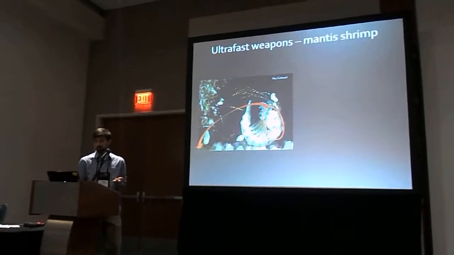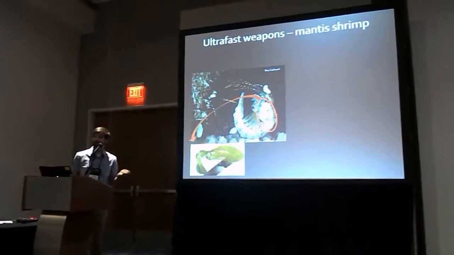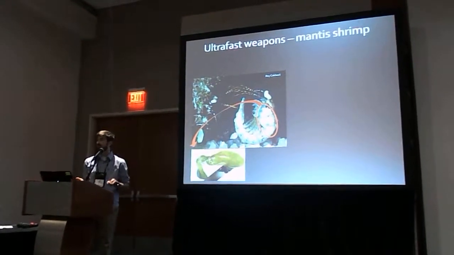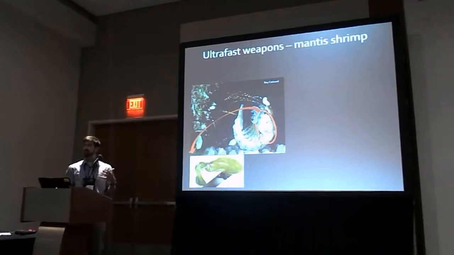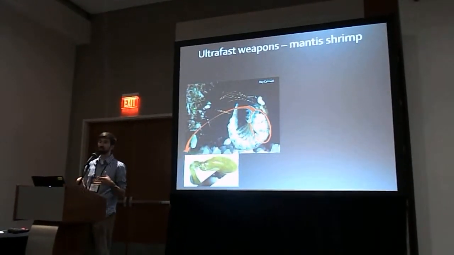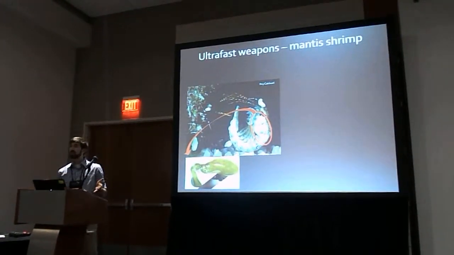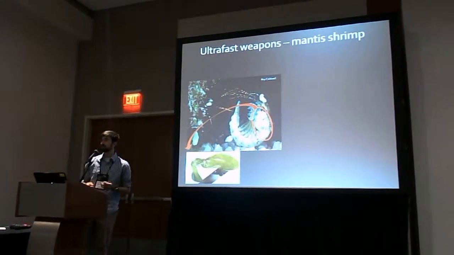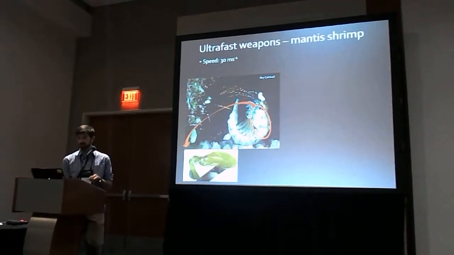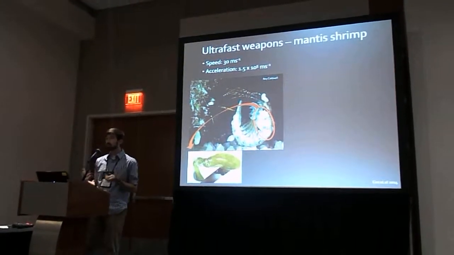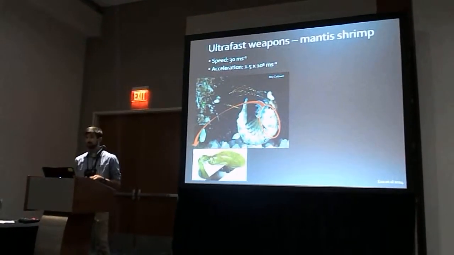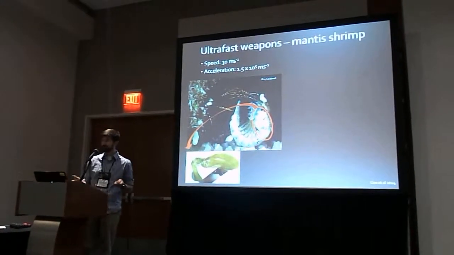Now what I'm going to circle and enlarge here is what's called the raptorial appendage, and this is the ultrafast weapon of mantis shrimp. So this appendage uses a system of muscles, springs, and latches to store elastic energy, and then release that energy and swing out at ultrafast speeds and accelerations. And what we're talking about here is speeds of up to 30 meters per second, an acceleration of the same order of magnitude as a bullet leaving a gun. So these things are moving very, very fast.